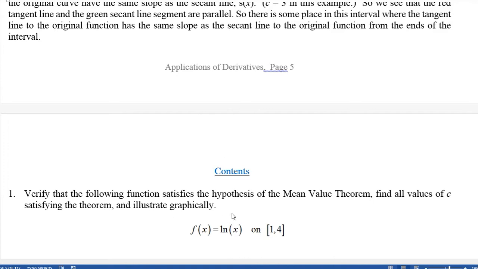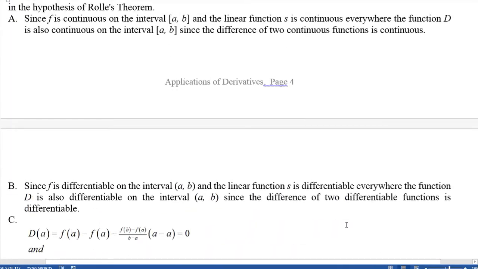The first one is: verify that the following function satisfies the hypothesis of the mean value theorem. Find all values of c satisfying the theorem and illustrate this result graphically. And the function we want to look at is f of x equals ln of x on the closed interval from 1 to 4. See if you can work this out yourself and come back and check your answers with me in just a minute. Press pause now.